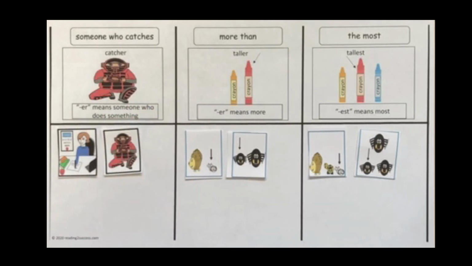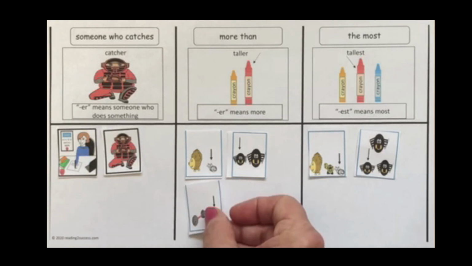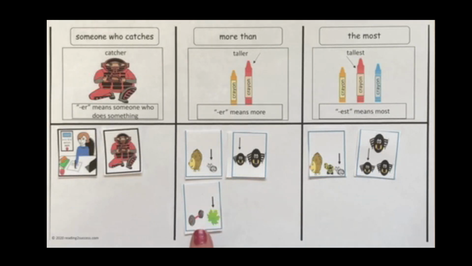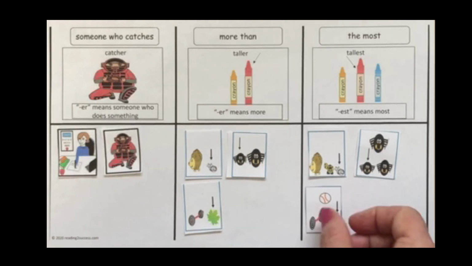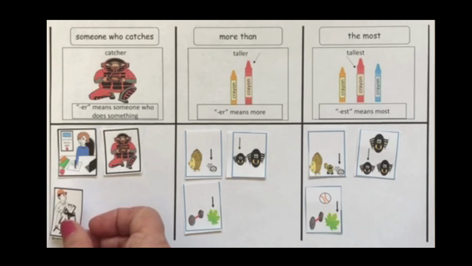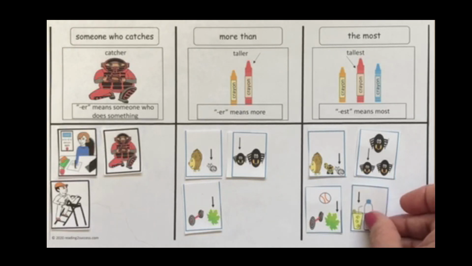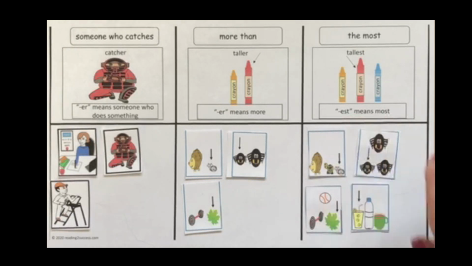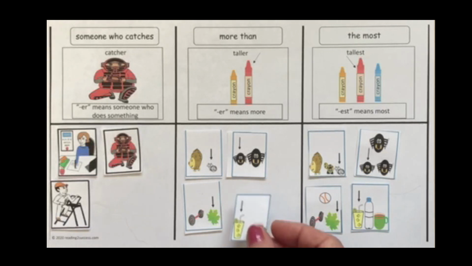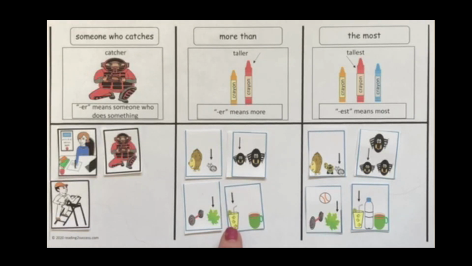This is a catcher. And then we're going to compare two things to see which one is lighter, and it is the leaf. But when we have three things, it is the lightest. Then we have a painter. This is comparing three things, so it goes with the est, and this lemonade is the coldest. And then when we have two drinks, it is colder than the hot chocolate.